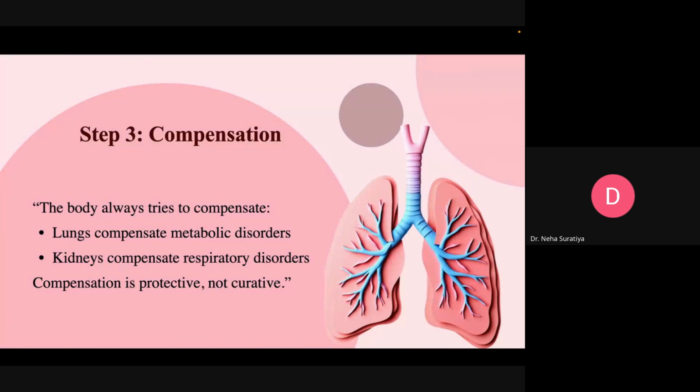Now what does compensation actually mean? So when one system causes an acid base problem, another system tries to balance it. Another system is trying to balance it. So if the problem is metabolic, the lungs try to compensate. If the problem is respiratory, the kidneys are trying to compensate. Okay, so the body never overcorrects.